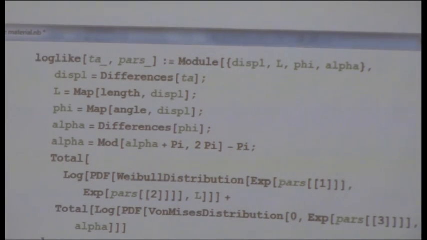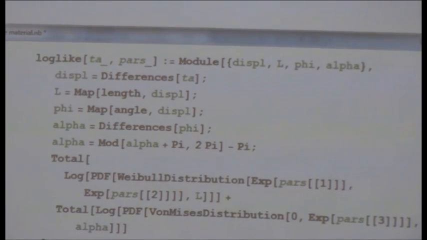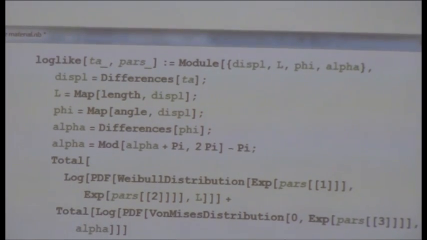Okay? So this is an example of how this thing can look in practice in a concrete model. Is that clear?